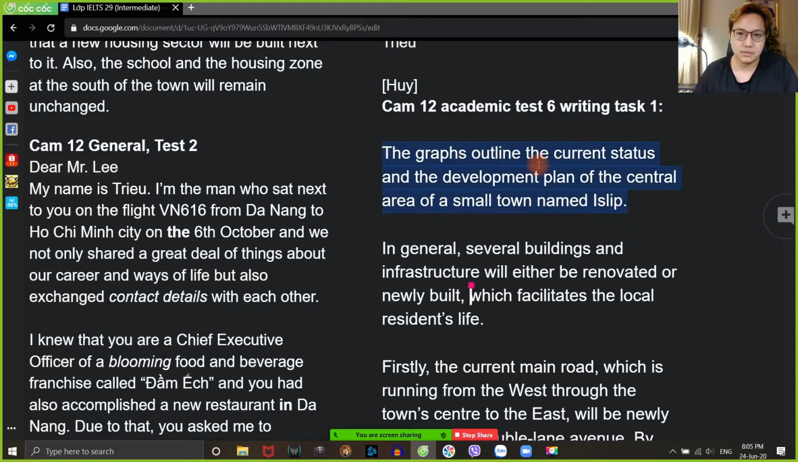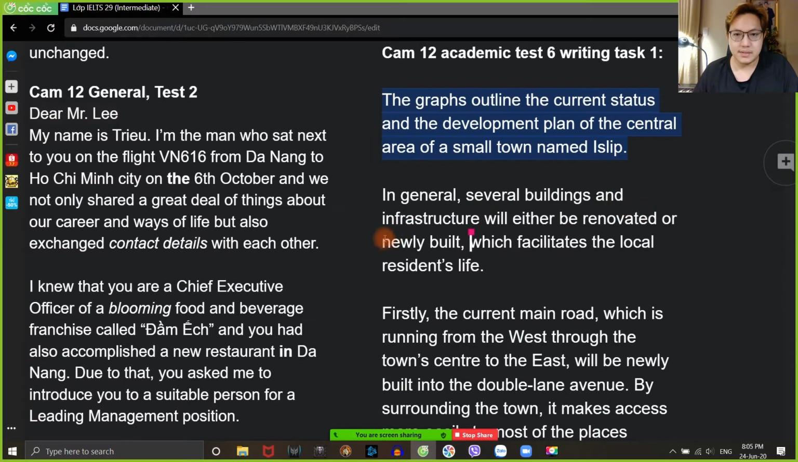Okay, rooftop. In general, several buildings and infrastructure will either be renovated or newly built. Many buildings and infrastructure will either be renovated or newly built, which facilitate the local residents' life. This sentence is just one that adds extra ideas.